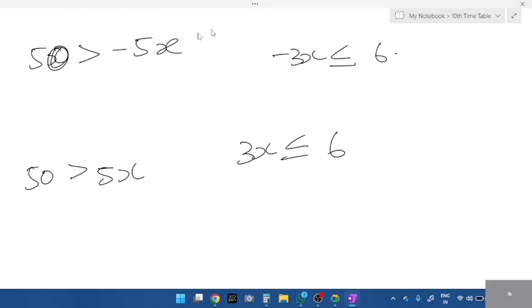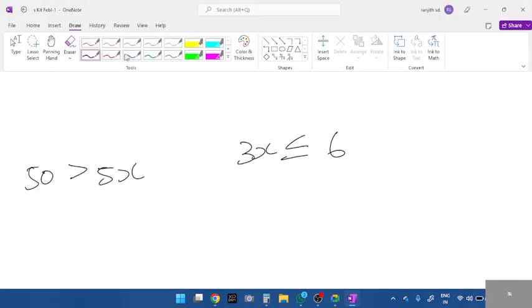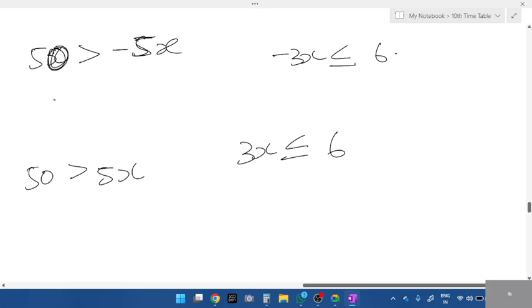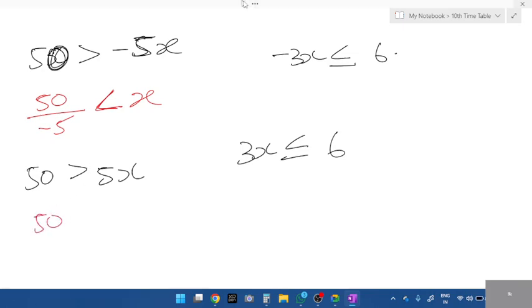Okay, tell me the answer for this, students. 50 is greater than or equal to minus 5x. If you shift minus 5x, what happens to the sign? All of you will respond. If you divide by minus 5, the sign becomes less than. What about this one? Does the sign change? No, the sign doesn't change.